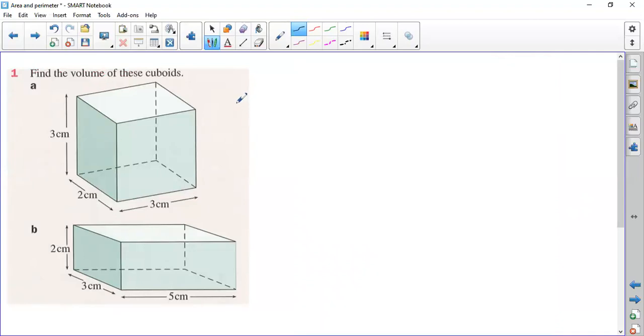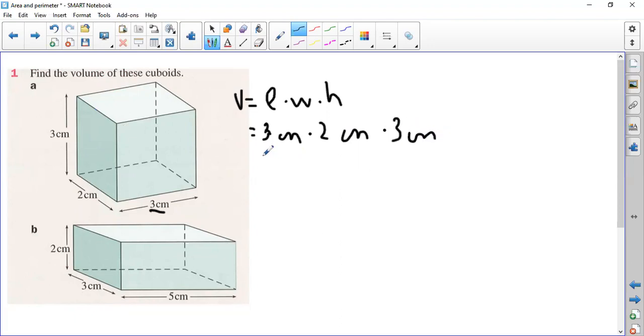As we said, to find the volume, we have to multiply length times width times height. Length is 3, so the volume is equal to 3 centimeter times the width is 2 centimeter times the height is 3 centimeter, which is equal to 6 times 3, 18.